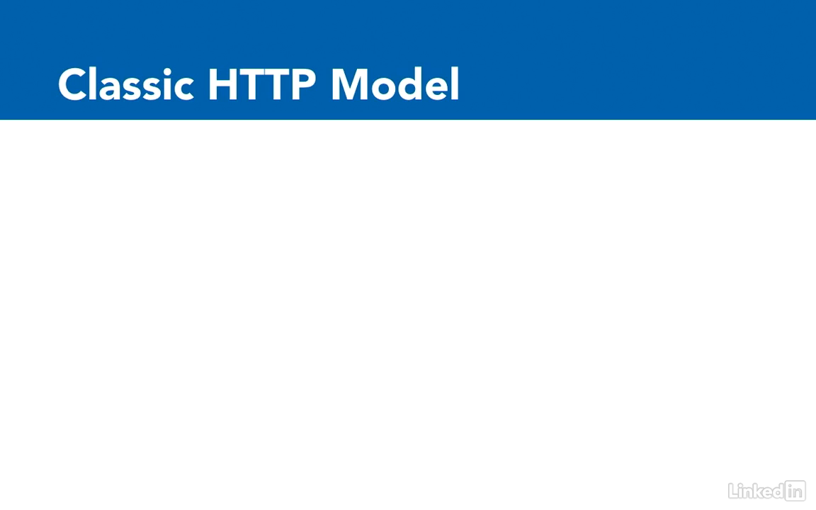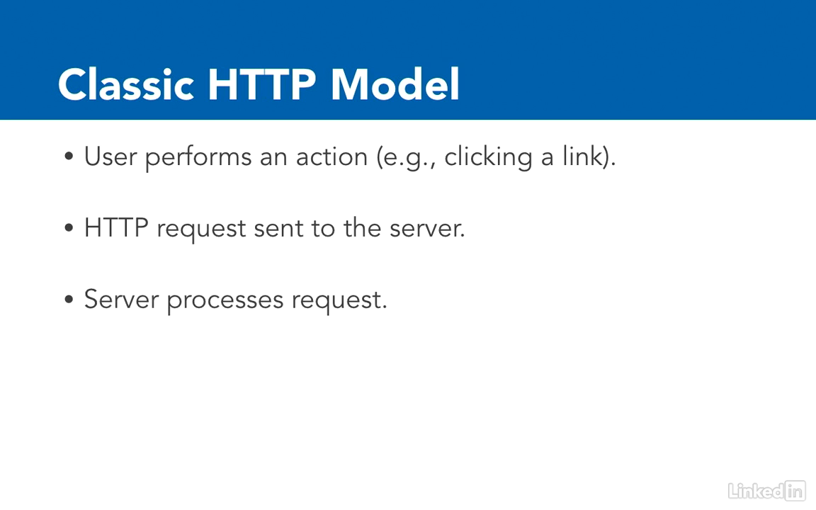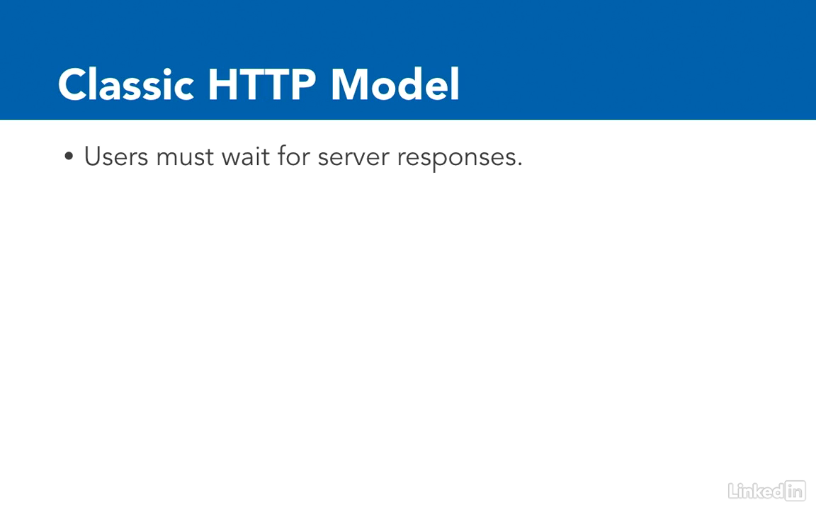Before Ajax, all web pages used the classic HTTP model. Let's make sure that we understand that first. The user performs an action, for example, they click on a link. An HTTP request is sent from the browser to the server, the server processes the request, and then the server returns HTML back to the browser. One of the key parts here, though, is that the user must wait for those server responses. It has to wait for the new page to be received and to load in the user's browser.